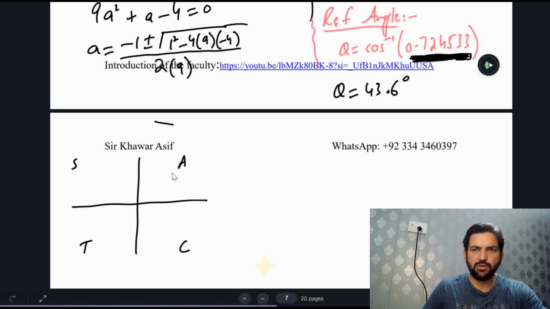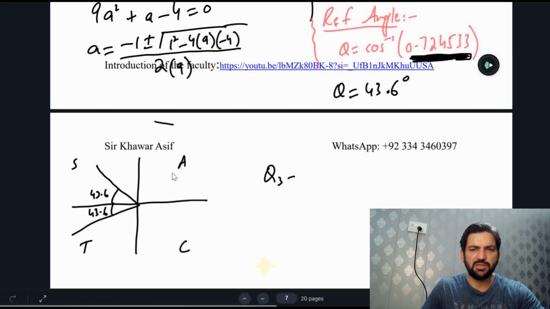Now what we can do is we can see that cos is negative. So in this quadrant the cos will be negative, and in this quadrant the cos will be negative. So we will have two answers. We have to draw the reference angle. This one is the reference angle 43.6 and 43.6. So from here we will have two answers.